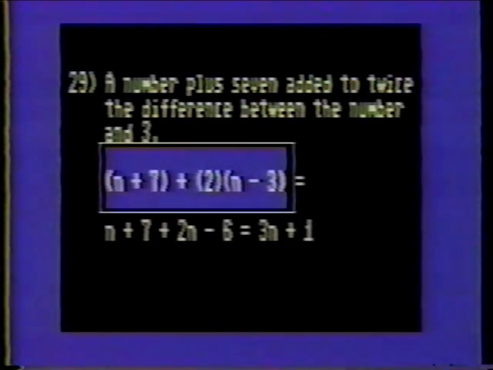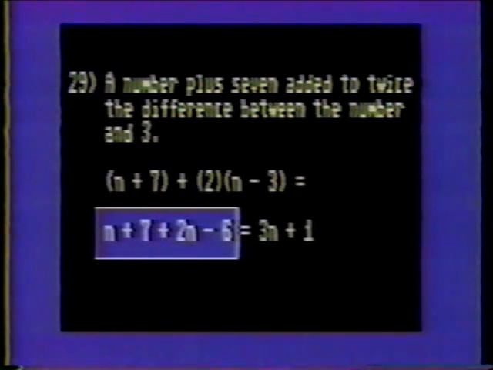Number 29. A number plus 7 added to twice the difference between the number and 3. A number plus 7 is n plus 7. Add this to twice the difference between the number and 3, which is 2 times n minus 3. The problem is now n plus 7 plus 2 times n minus 3.